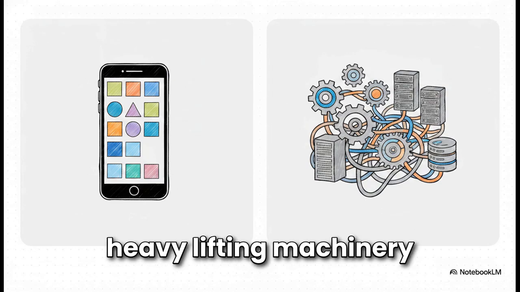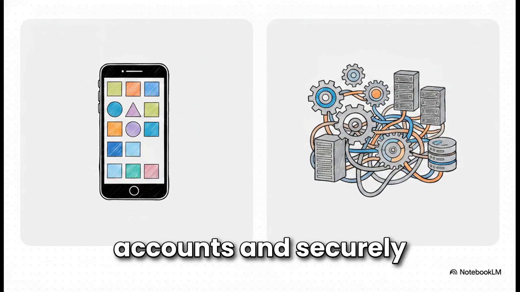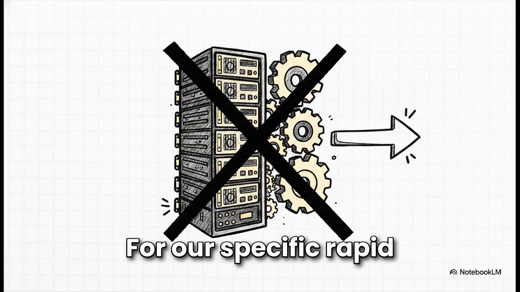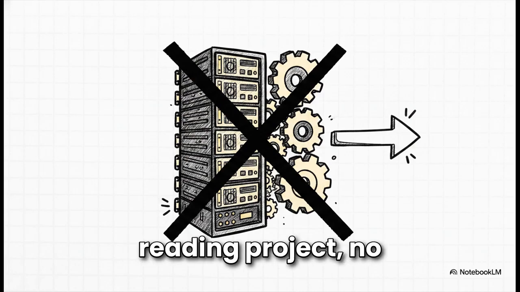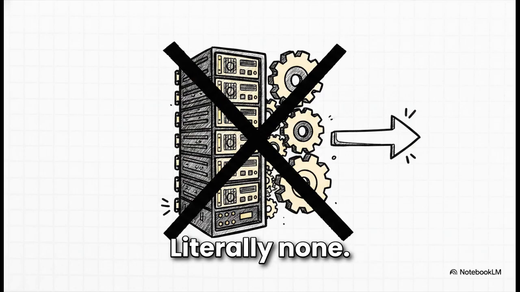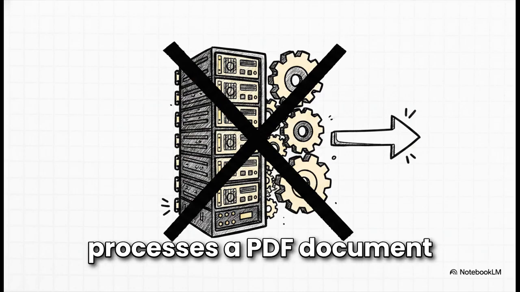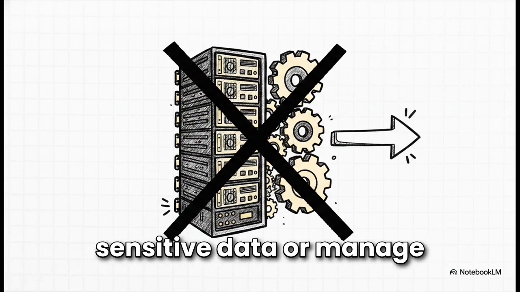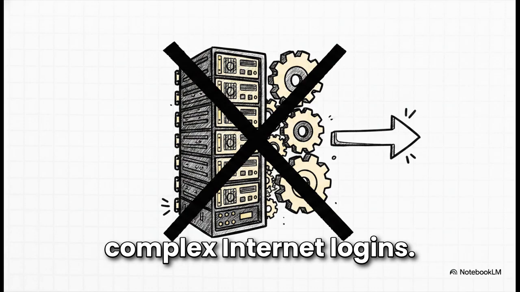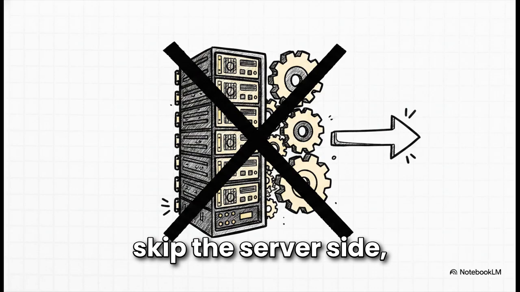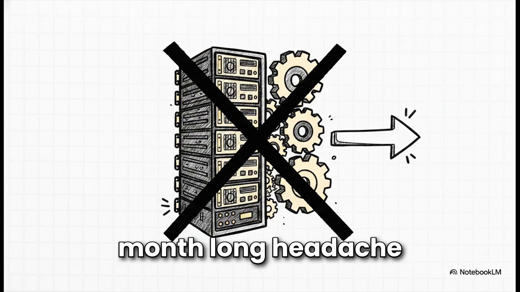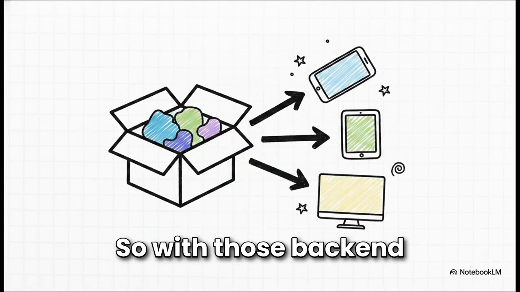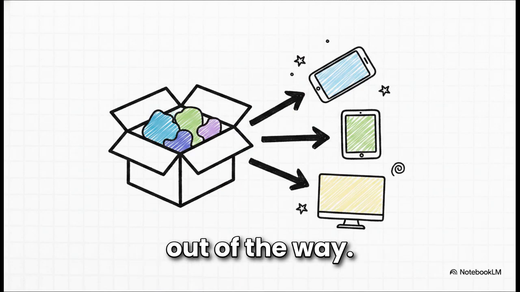That's the invisible, heavy-lifting machinery that manages login accounts and securely stores user data. But here is the absolute best part for our specific rapid reading project. No back end is required. Literally none. Because our app just processes a PDF document locally, right there on your screen. It doesn't need to store sensitive data or manage complex internet logins. We get to entirely skip the server side, which takes a potential month-long, headache-inducing project and turns it into a highly approachable weekend build.